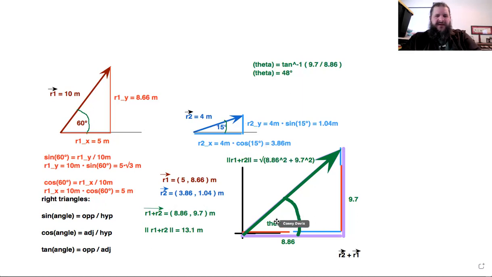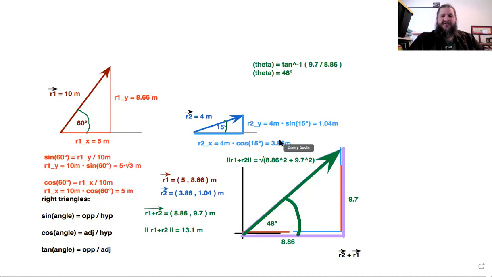We would say that's 13.1 meters in the 48 degree direction. So that's how we would describe the result. R1 plus R2 results in a 13.1 meter displacement vector at an angle of 48 degrees from the horizontal.